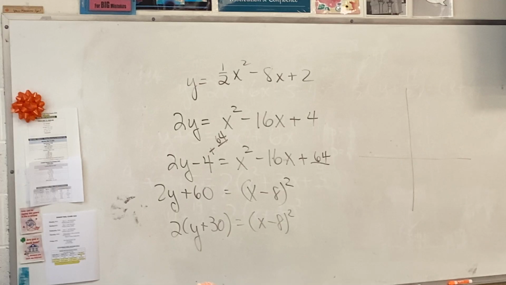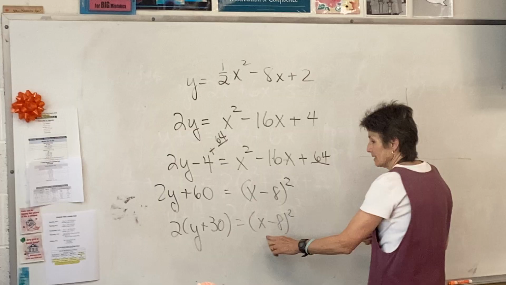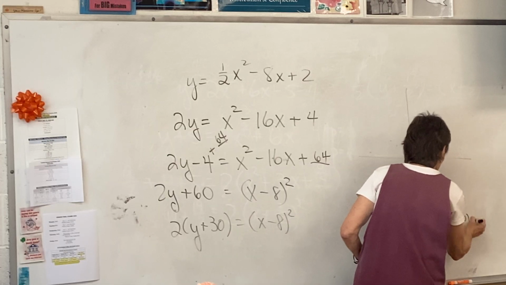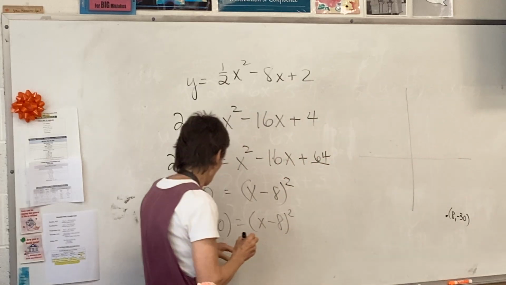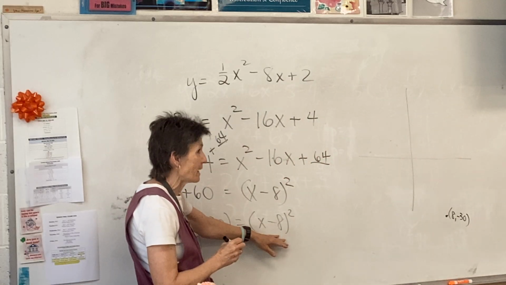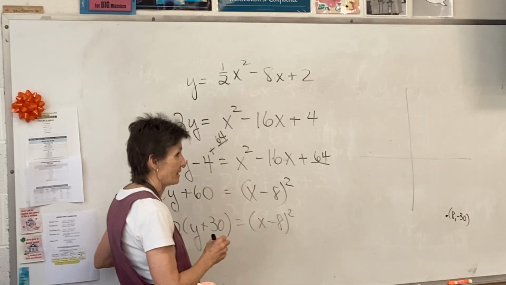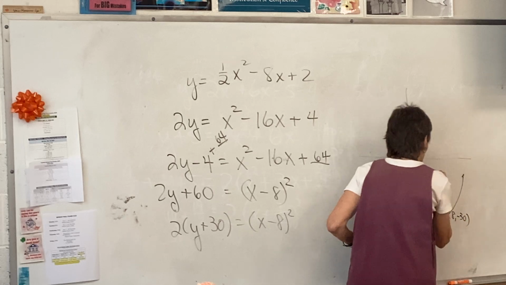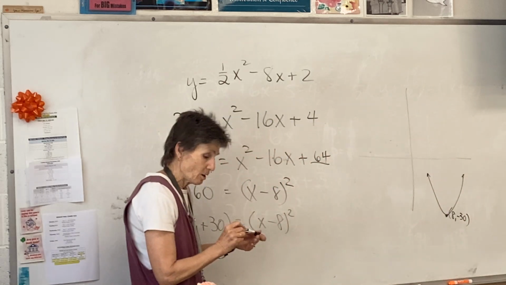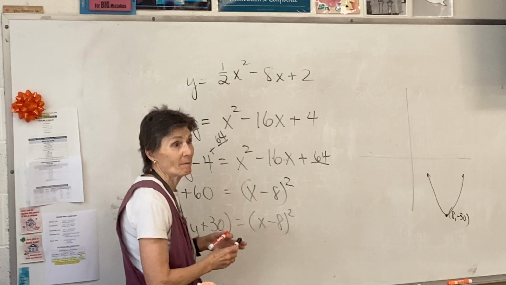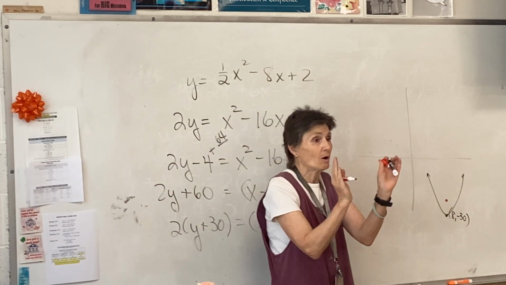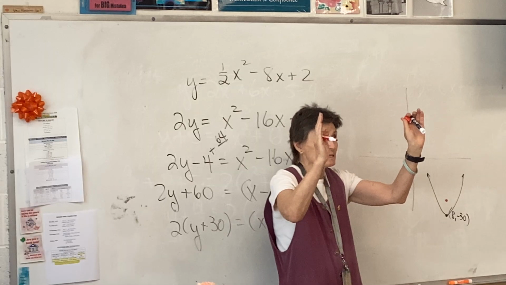Where's my vertex? Vertex, 8, negative 30, yep, so 8, negative 30. And which way do I open? Now, pay attention, it's an x squared, positive, so it opens up, yep. All right, now why do I care about which way it opens? Because that's how I know where to put my focus. So I know my focus is going to be in here. Remember, your parabola always wraps around its focus.